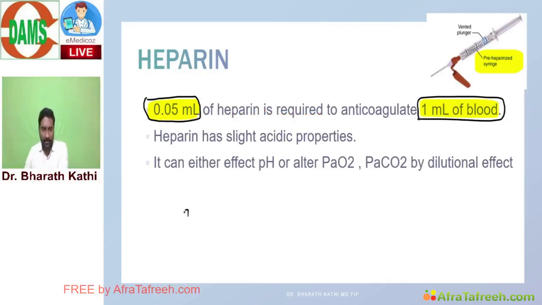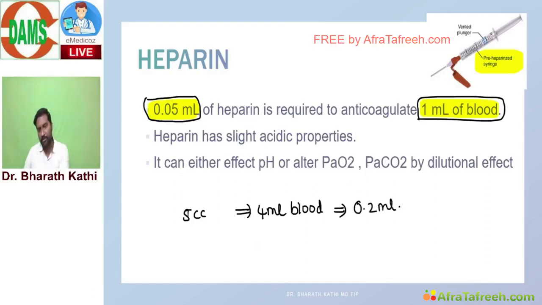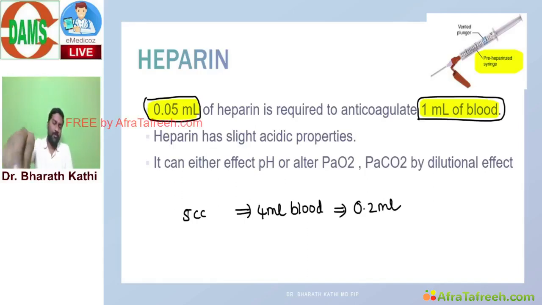Now suppose you are having a 5 cc syringe and you want 4 ml of blood. For 4 ml of blood, how much heparin is required? For 1 ml, it is 0.05 ml. For 4 ml, roughly it will be 0.2 ml. So studies have shown that when you take heparin and flush with a 5 cc syringe about 1 ml, ultimately 0.2 ml was remaining. So this will be sufficient.